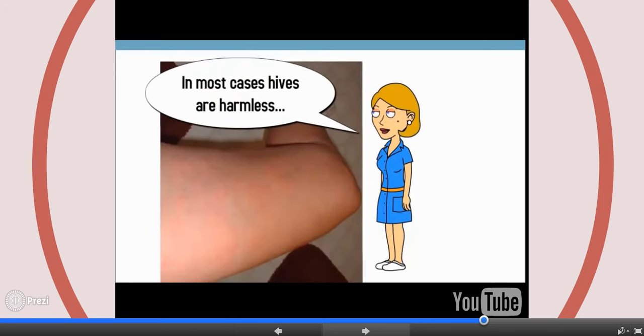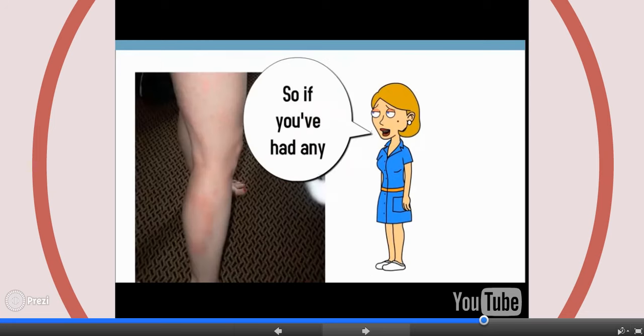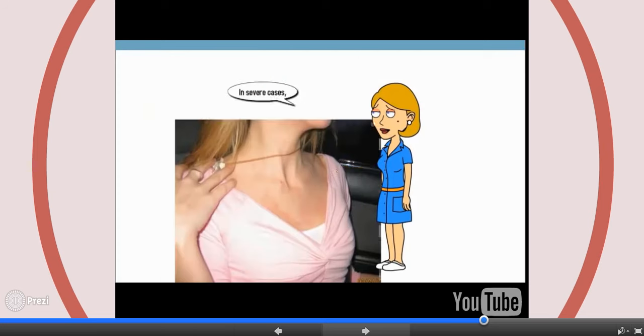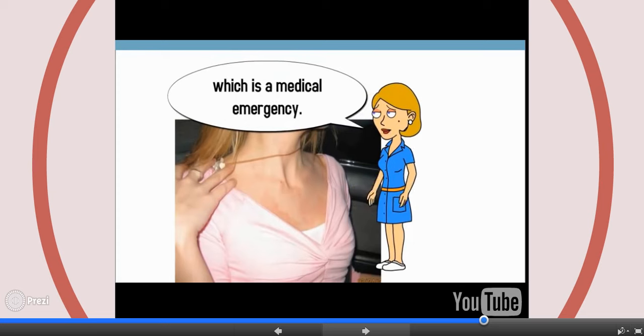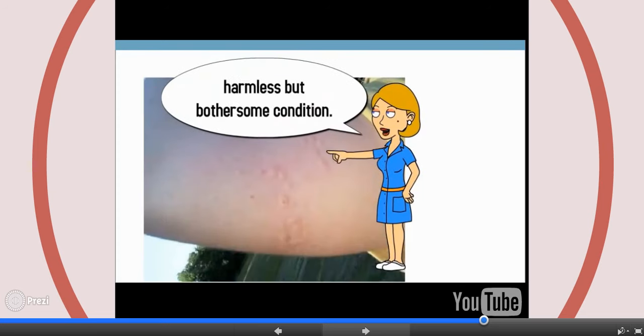In most cases, hives are harmless, but may sometimes be a symptom of something more serious. So if you've had any changes in your skin, it's always advisable to see your doctor. In severe cases, hives can obstruct breathing, which is a medical emergency. However, in most cases, they are a harmless but bothersome condition.